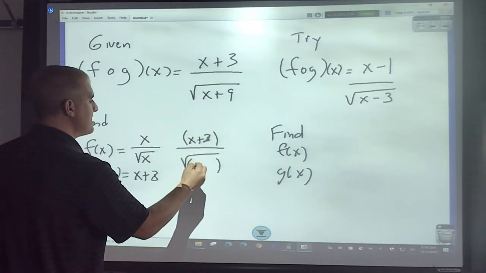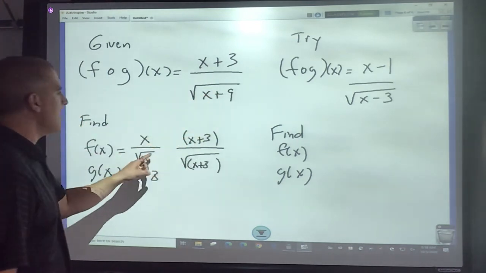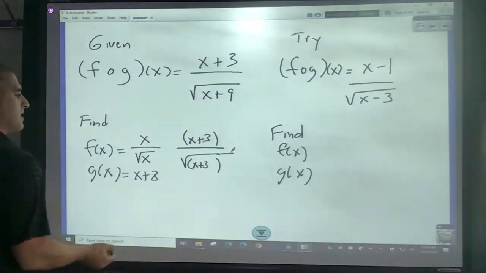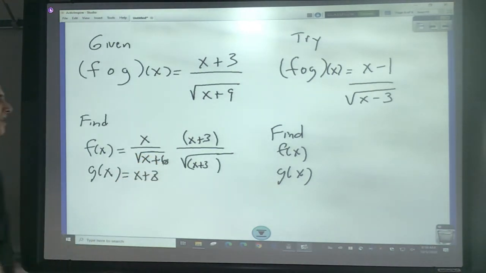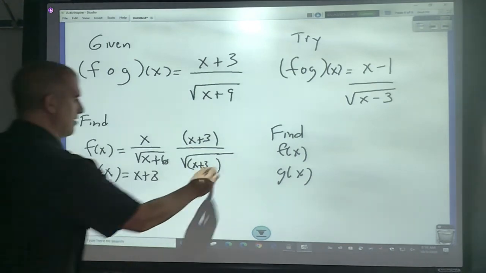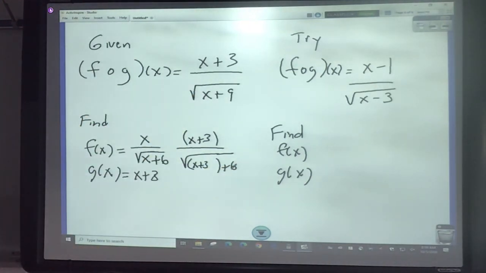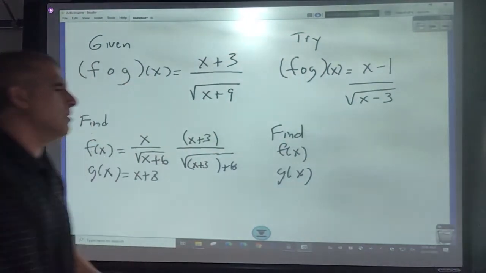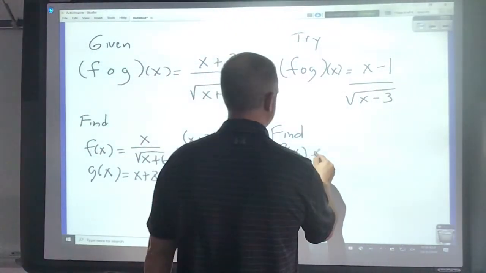But if I put that here, I wouldn't get 9. So how could I make this so that when I put this in, the numbers combine to 9? The simple answer would be to just make that plus 6. So now, if I combine those, I would get 9. So this is one of those sort of critical thinking questions. Go ahead and pause your video and see if you can come up with this other one.